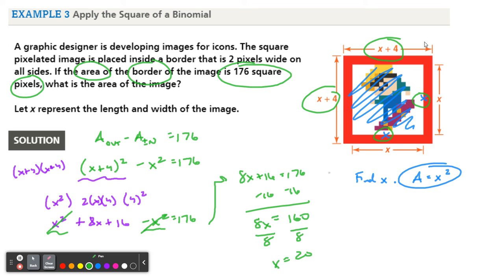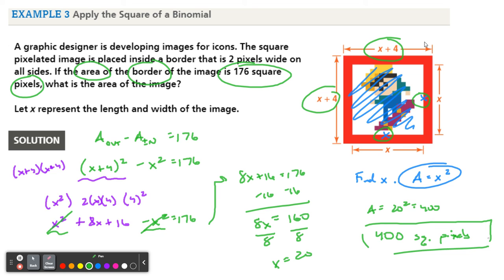That means the length and width of this image is 20 pixels by 20 pixels. So to find the area here, we're going to take 20 and square it, which is 400. So this image is 400 square pixels big. Okay, there we go. So there's our talk on perfect squares and these special cases of multiplying. I hope you do well with it.